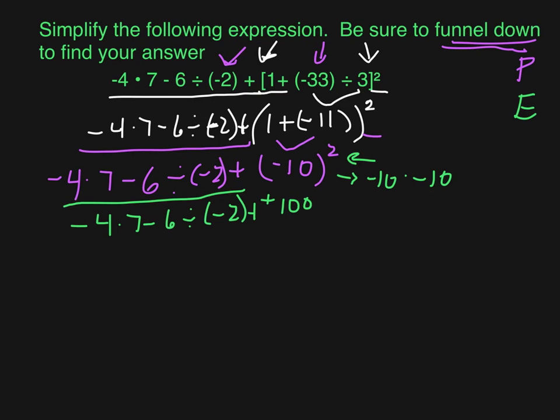I'm done with all the exponents, so the next thing that I want to do is multiplication and division in order from left to right. So as I go left to right across this problem, the first thing I run into is multiplication. I've got negative 4 times 7. Well, 4 times 7 is 28. A negative times a positive is always negative. Bring down the rest of the problem.